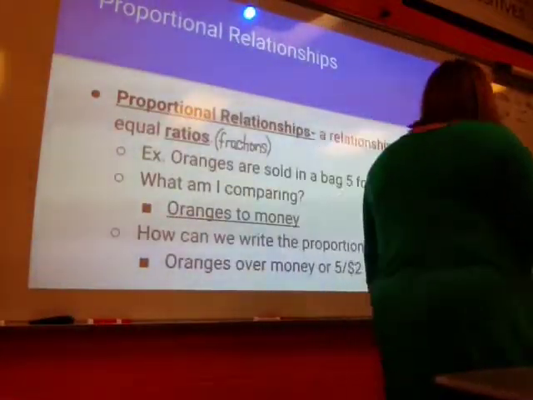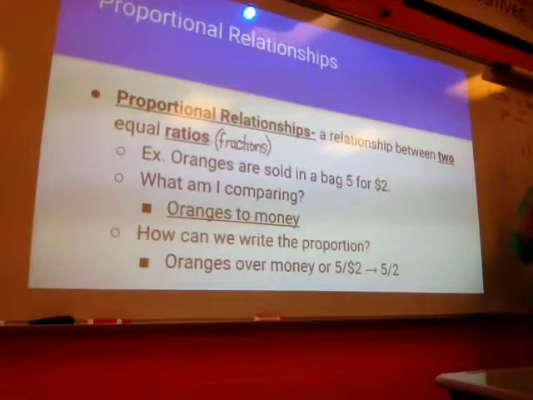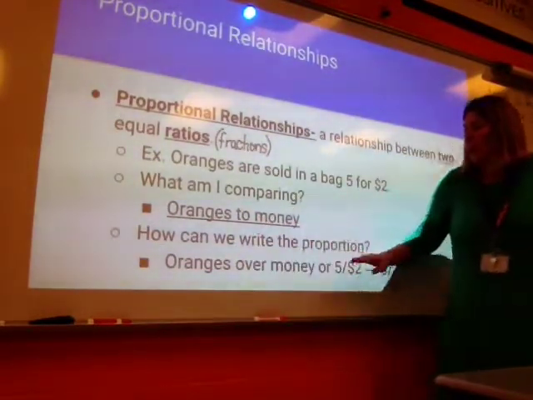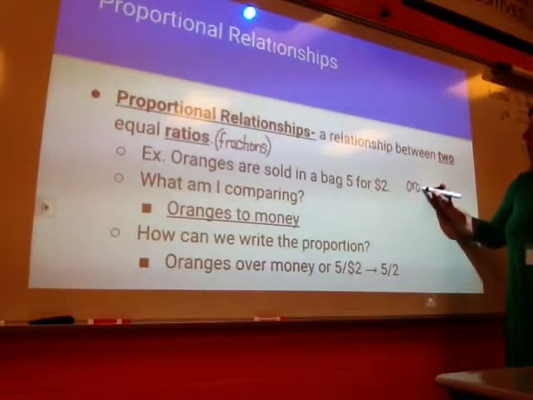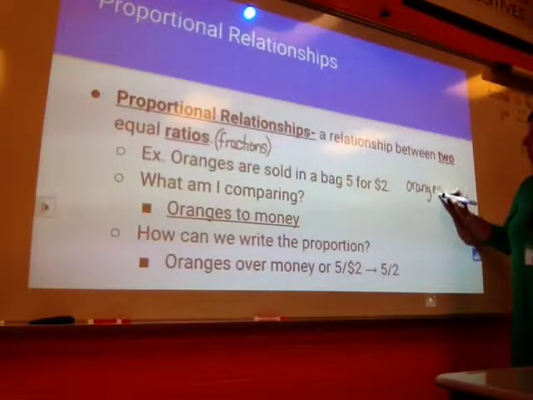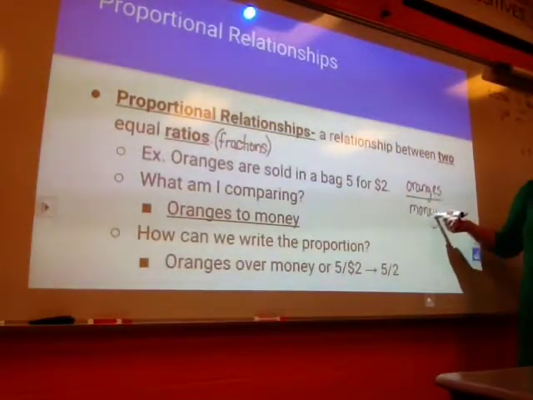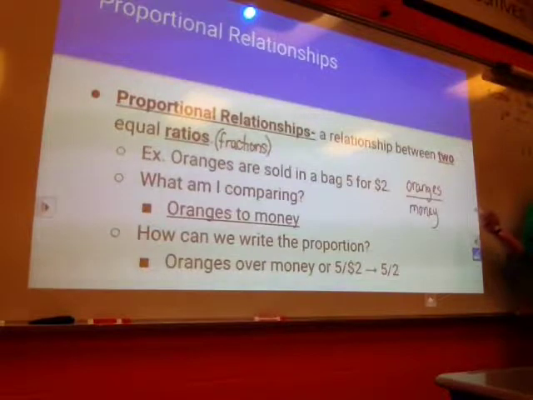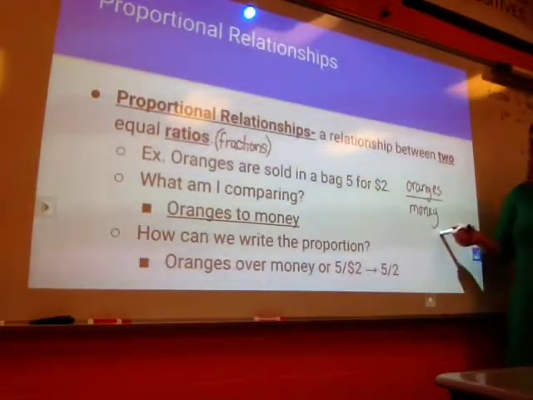All right, so when we start talking about ratios, we look at how we can write them and compare them. If we're comparing oranges to money, then we can write that as our number of oranges over the amount of money that we spent. Now remember, if we write it as a fraction, which of our big four operations does our fraction mean to do? Division. So I'm really doing oranges divided by money.